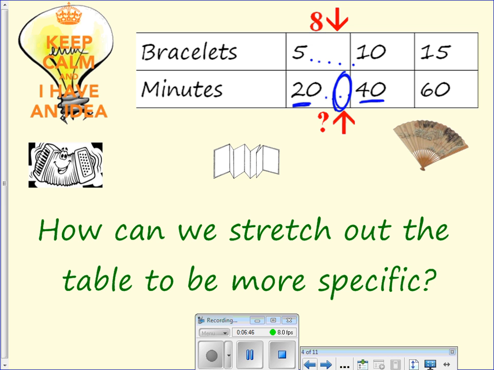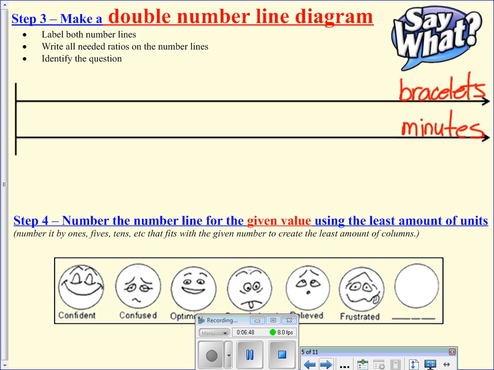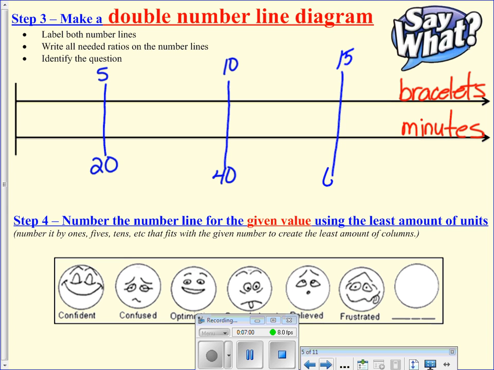So let's take 5 to 20 and put that here. What was our next one? 10 to 40. And then we had 15 to 60. So all I did was take my equivalent ratios from my table and put them on my double number line. I didn't do any new math. I didn't come up with anything else. We just slid it down.